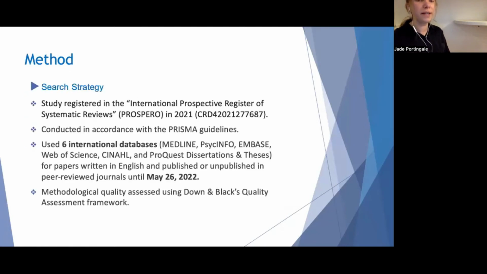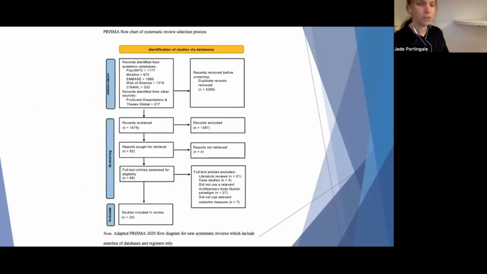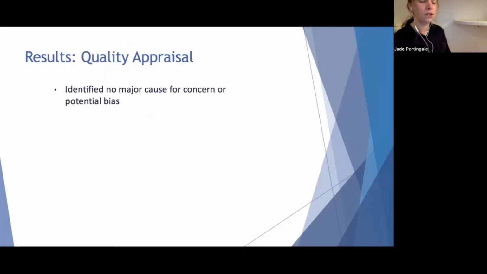So the search was conducted across 6 international databases until May this year, according to PRISMA guidelines, and methodological quality was assessed using a revised version of Downs and Black's quality assessment framework. Using Covidence, myself and an independent reviewer screened nearly 1,500 abstracts and 92 full-text articles before reaching the final 29 studies to be included in the review. So the quality appraisal of the included studies identified no major concerns or sources of bias.